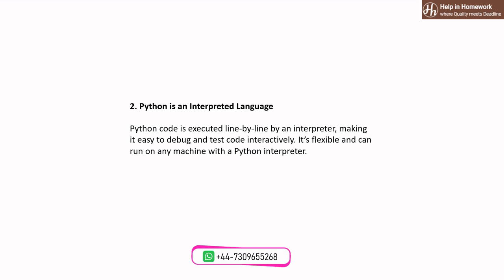2. Python is an interpreted language. Python code is executed line by line by an interpreter, making it easy to debug and test code interactively. It's flexible and can run on any machine with a Python interpreter.